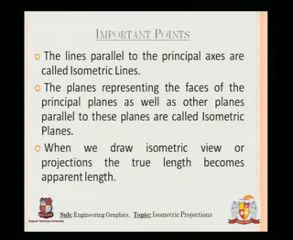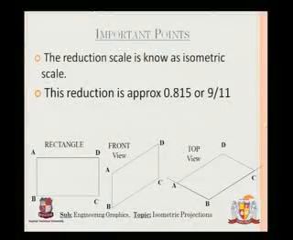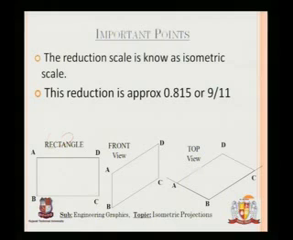So when we draw an isometric view or projection, as I told you, the true length becomes an apparent length. So how are we going to determine the ratio between true length and apparent length? This is how the difference comes. See, this is a rectangle that is given to you. Now this rectangle ABCD, you can say this is the top view, or the orthographic view, in which all the dimensions are true dimensions.